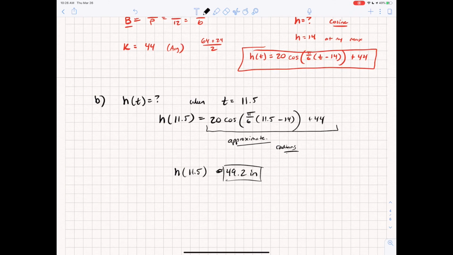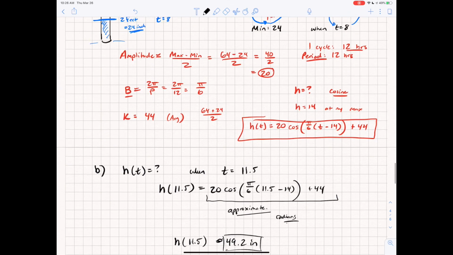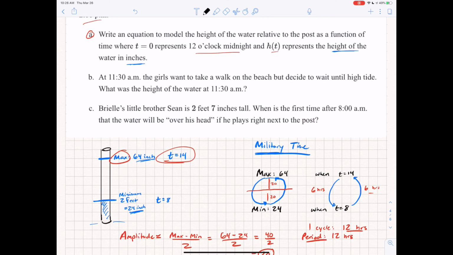All right, and C. If this question is concerned about what's the height at a specific time, then the only other way I can ask a question would be, when am I at a certain height? All right, so in C, Braille's little brother Sean is 2 feet 7 inches tall. When is the first time after 8 a.m. that the water will be over his head if he plays right next to that post? All right, so in other words, I want to know when is the first time the height of the level will be at this height, because that'll be over his head, essentially.